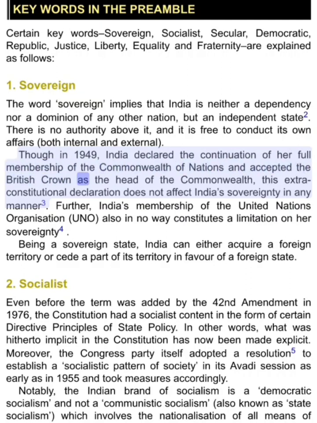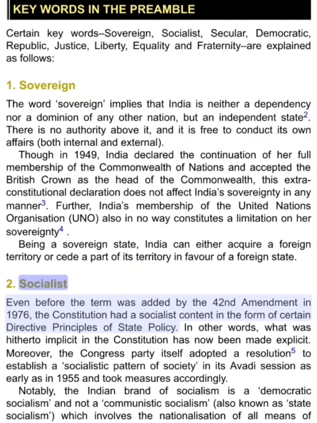Though in 1949, India declared the continuation of her full membership of the Commonwealth of Nations and accepted the British Crown as the head of the Commonwealth, this extra-constitutional declaration does not affect India's sovereignty in any manner. Further, India's membership of the United Nations Organization, UNO, also in no way constitutes a limitation on her sovereignty. Being a sovereign state, India can either acquire a foreign territory or cede a part of its territory in favor of a foreign state.